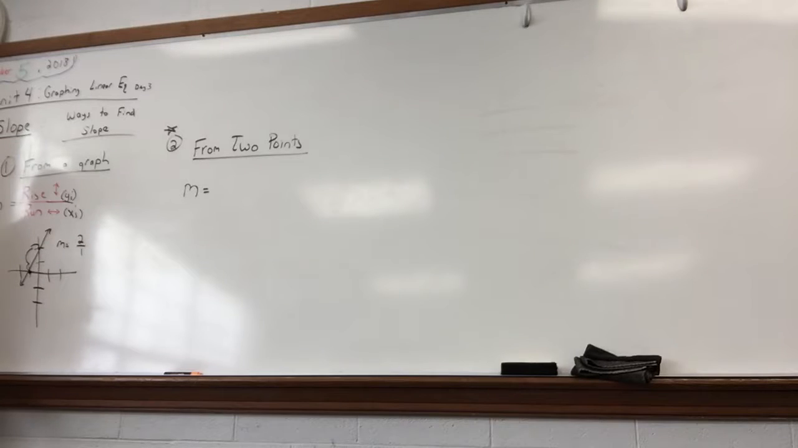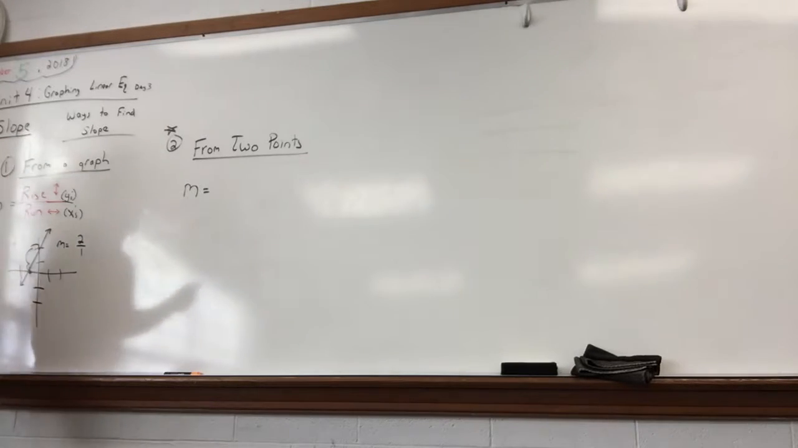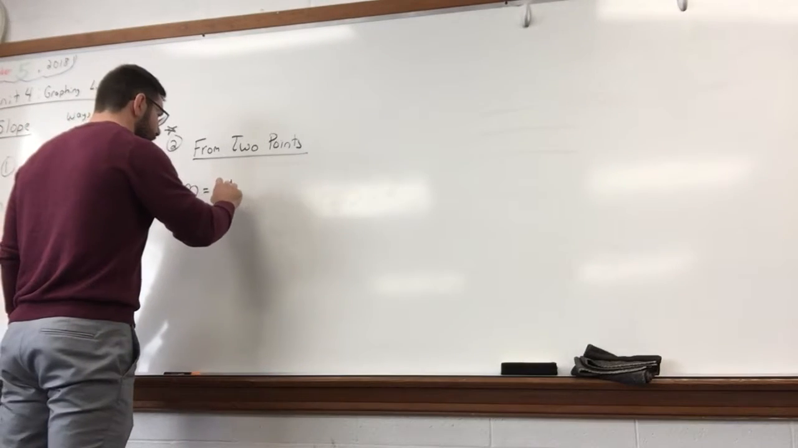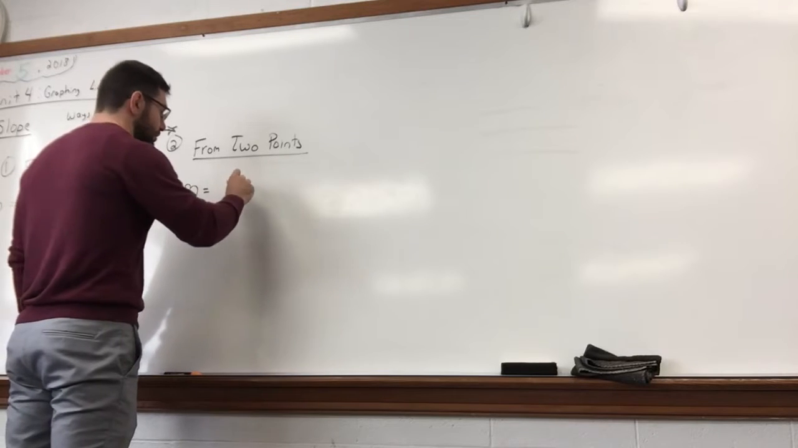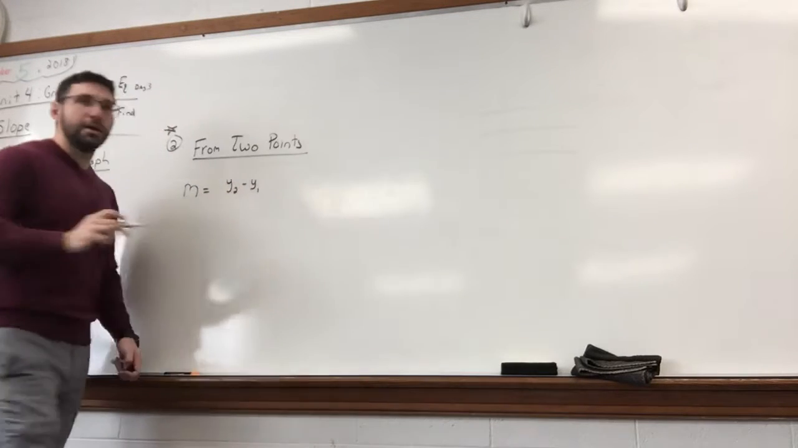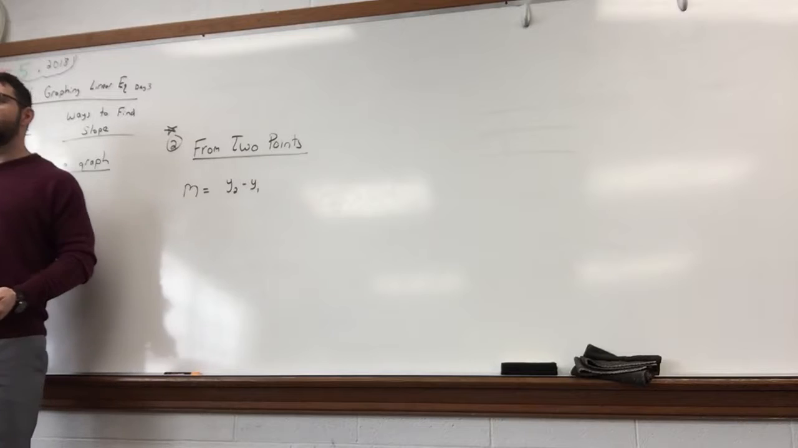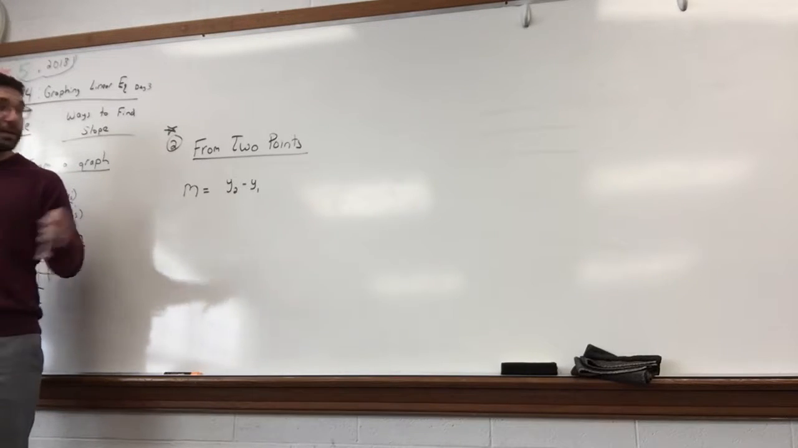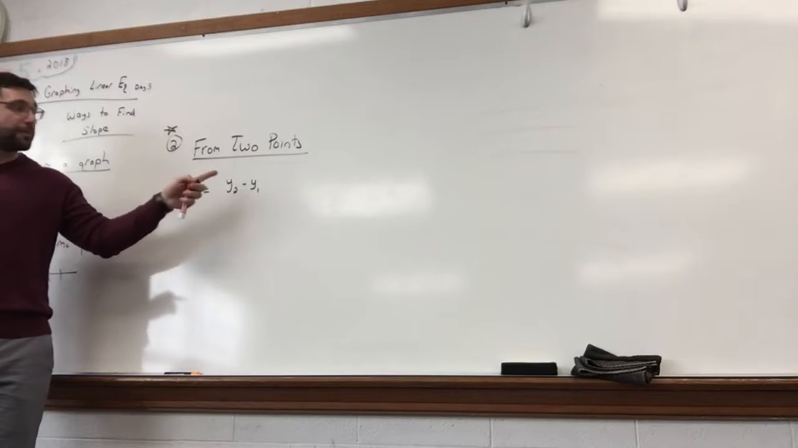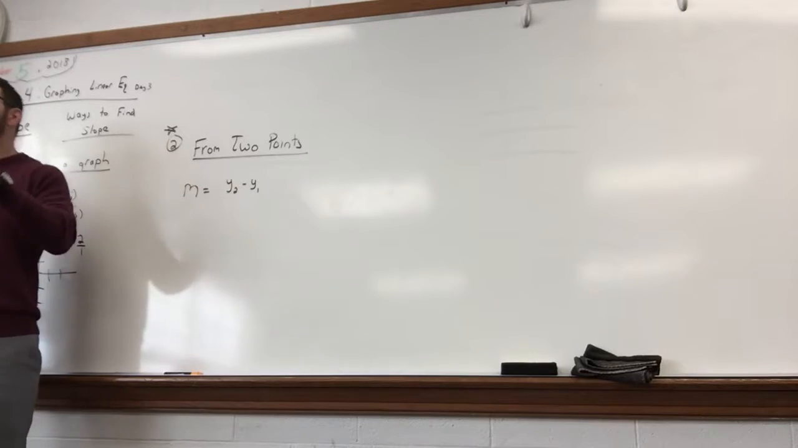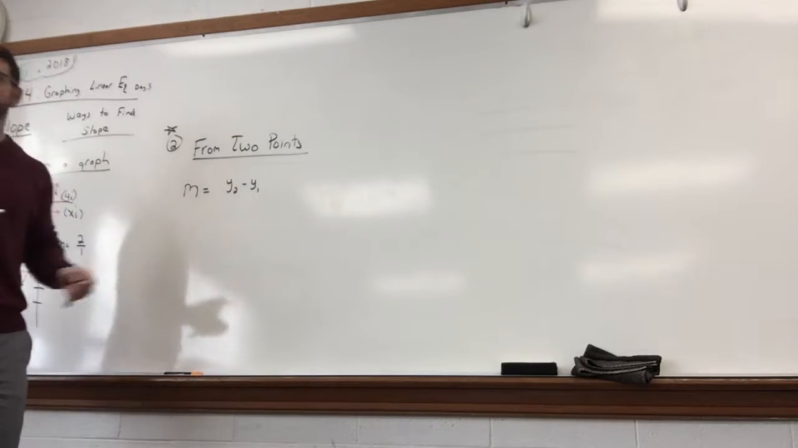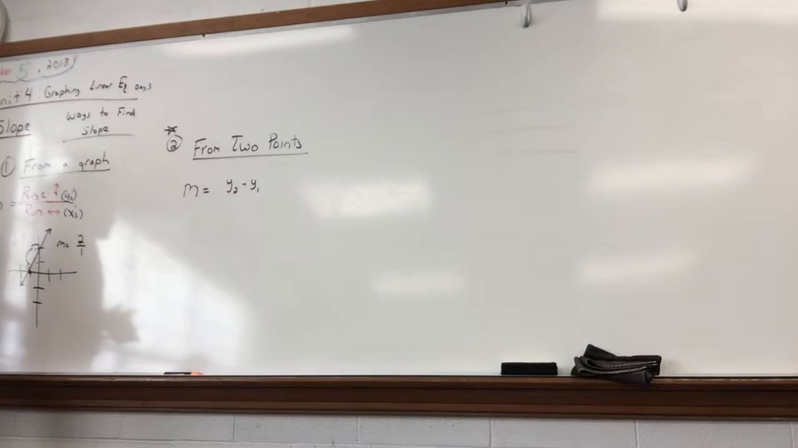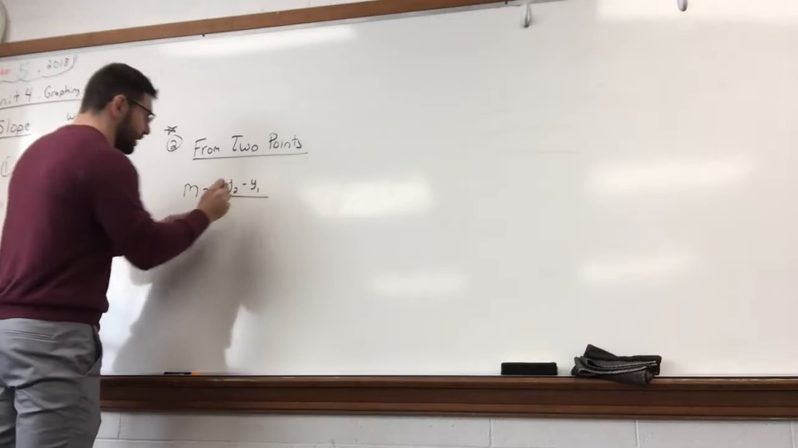How many points do we have? 2. The equation is y2 minus y1. When I have 2 and 1, that's saying this is the second point, this is the first point. That's not y squared. That's a subscript. That's just telling me which point we're using. So if y's are on the top, what do you think is going to be in the denominator? Evan? X.